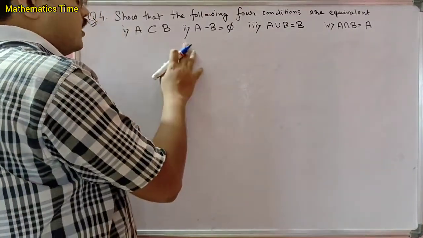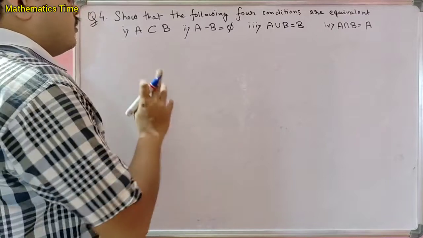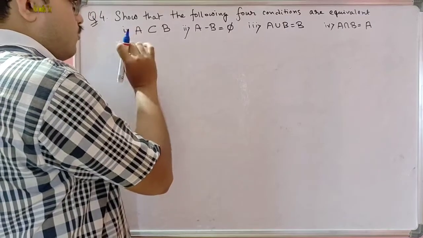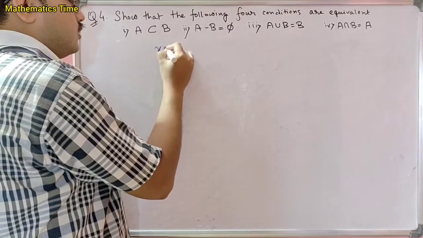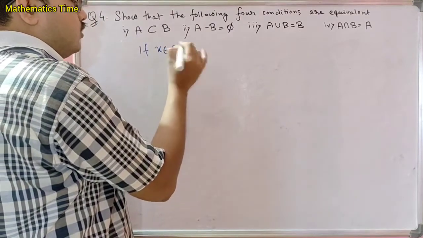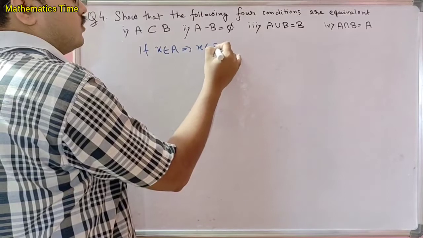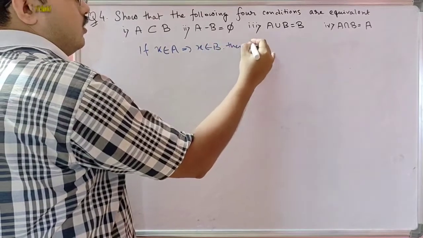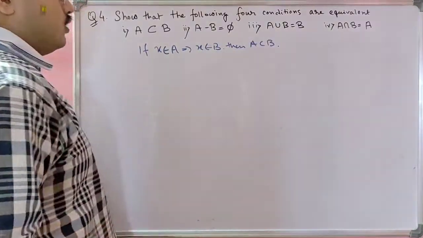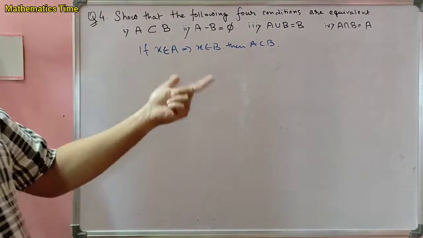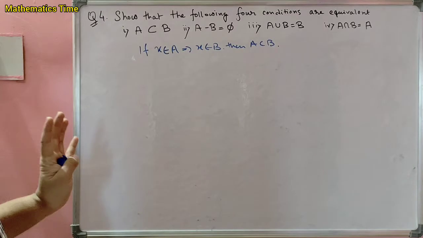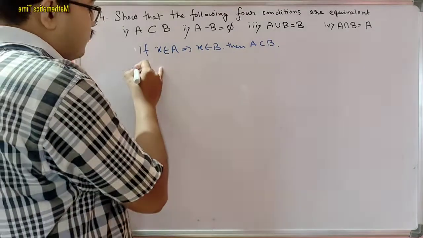Why? Because I think it's an easy procedure. Why? Because we know the simple definition of subset. What is the definition? If x belongs to A implies x belongs to B, then A is a subset of B. This is the definition. If any element belongs to A implies that element also belongs to B, then A is a subset of B. Okay, so we will start from number 2.